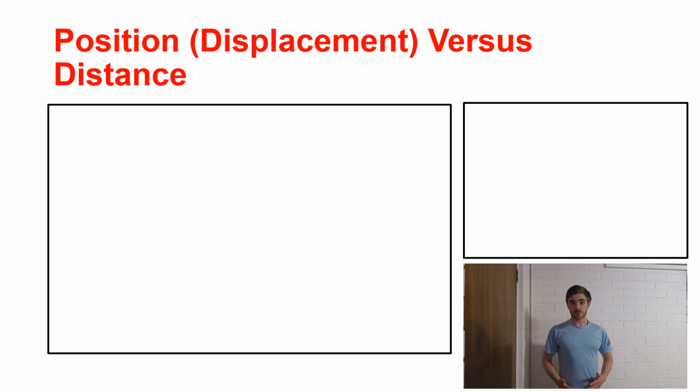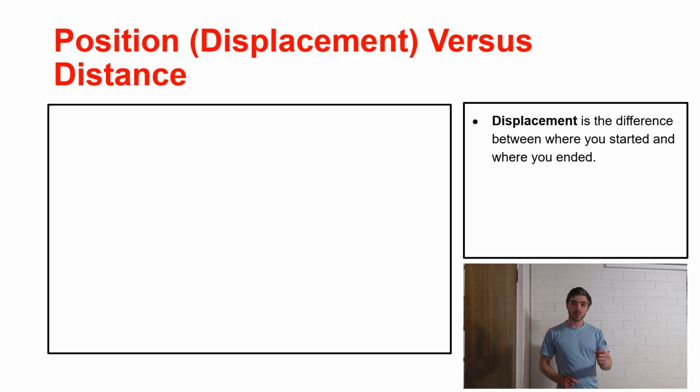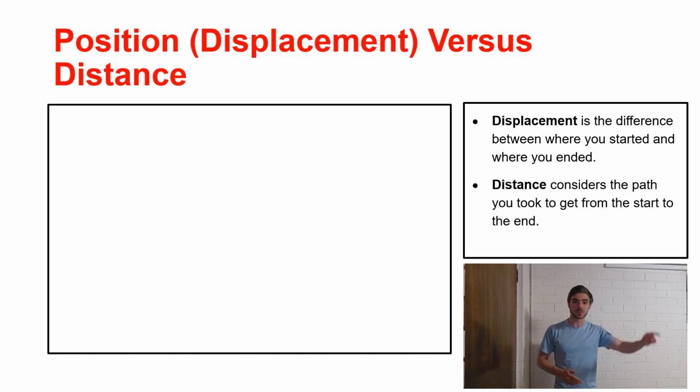Position is defined differently to distance. Position only cares about the difference between the starting point and the ending point. Distance, however, cares about the entire length of the journey.